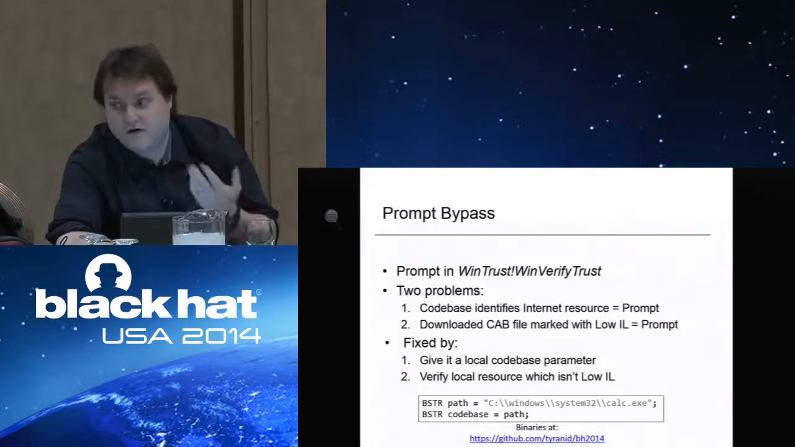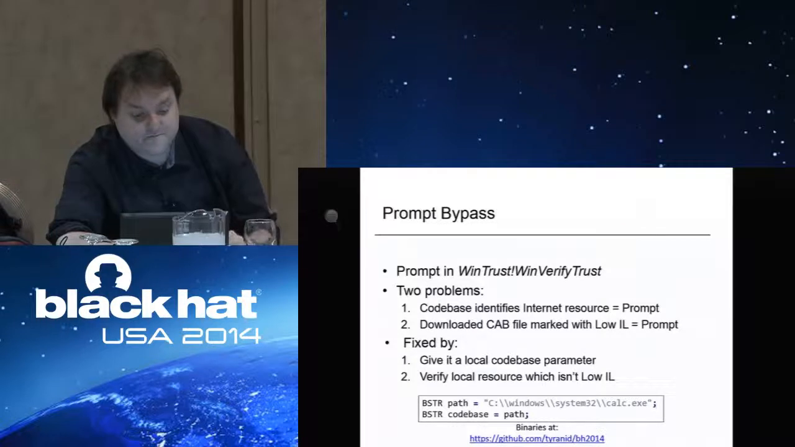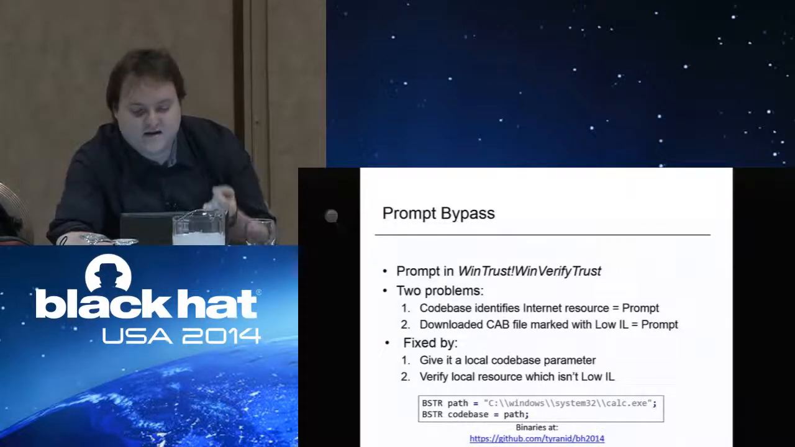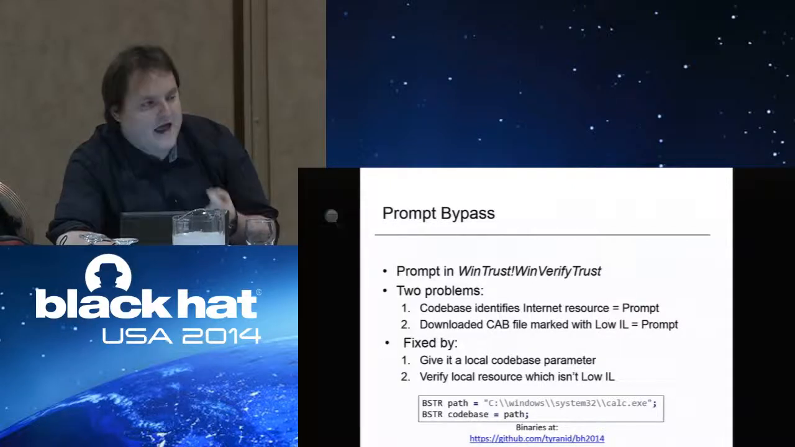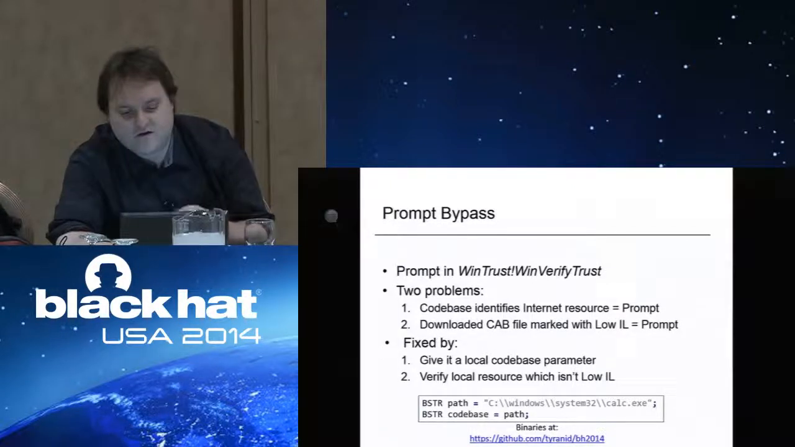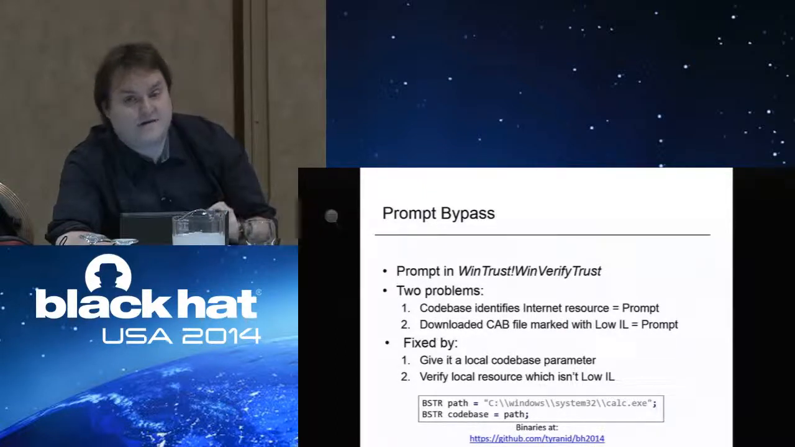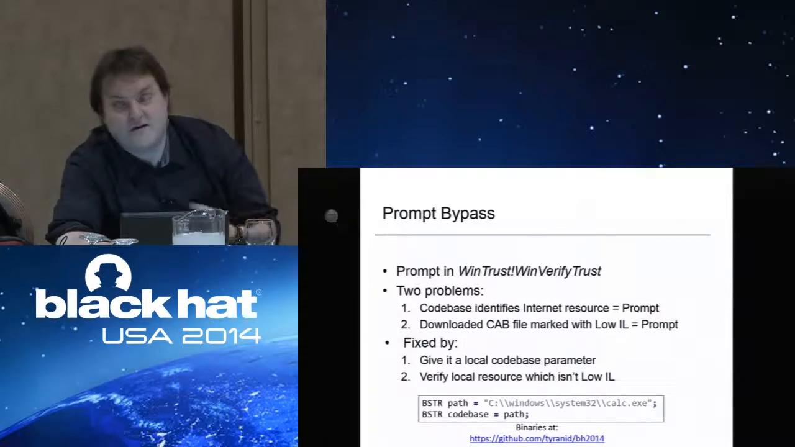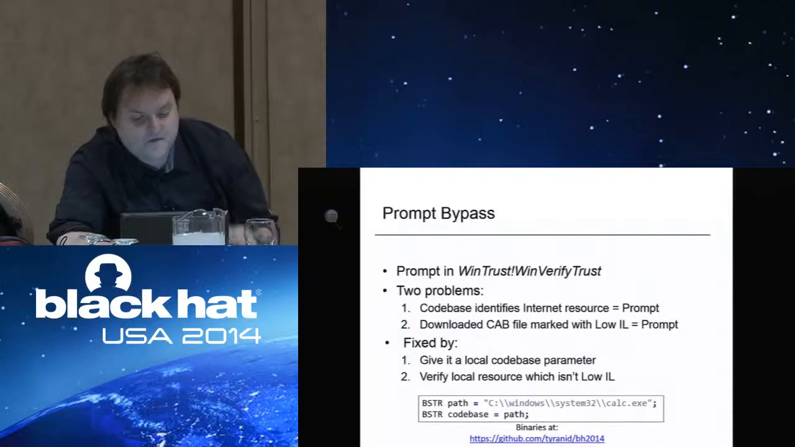If it came from a local file, it will be a file URL, or just a file path directly. And then secondly, was the cab file we downloaded for the ActiveX control marked with a low integrity? Whenever a low integrity process creates a file, it automatically gains that integrity level. So it can use this to determine whether a low privileged sandbox process has written this file, and therefore it shouldn't be trusted and will prompt on it.